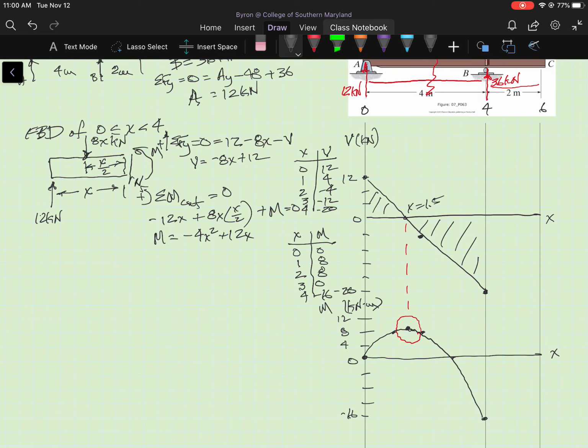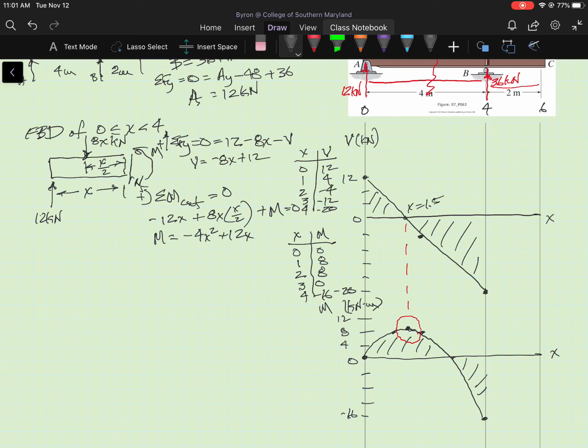Not too bad. Shade in the area between the curve and the x-axis. Okay. So now I have the moment diagram, the bending moment diagram for the segment of the beam between 0 and 4. Now I need to do the same thing for the next section of the beam.